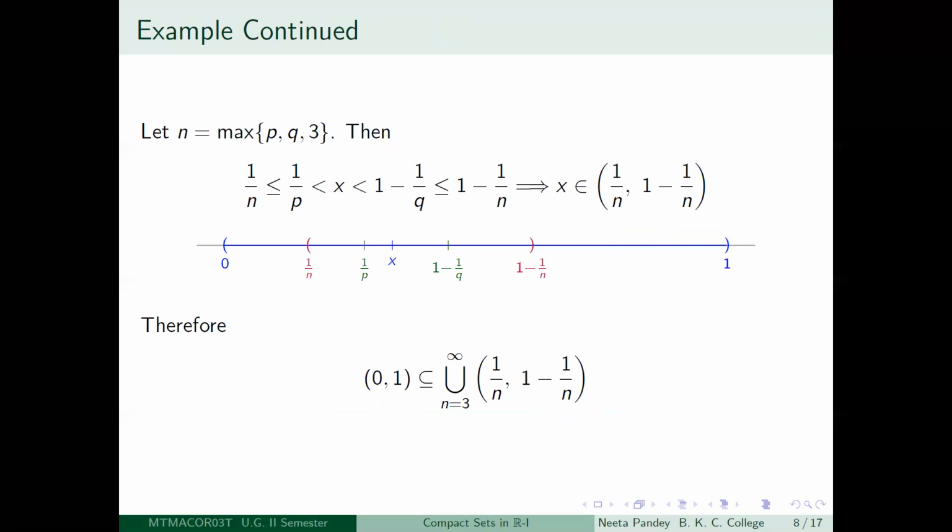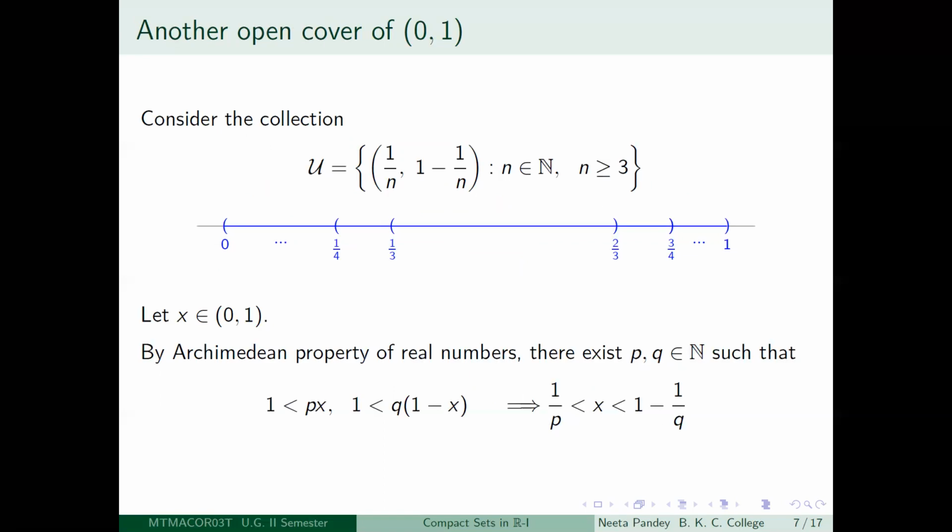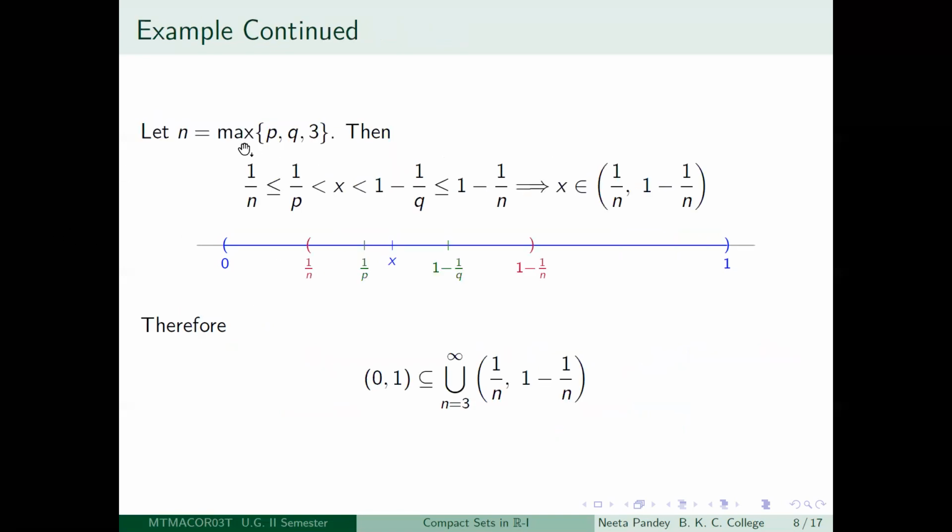What do you have to do? You just take the maximum of p, q and 3. Why does this 3 come into the picture? Because in our family, we were almost forced, because we don't like to think of empty sets here, to take positive integers greater than or equal to 3. So we include that 3 also there. So we take the maximum of p, q and 3. So suppose that is n. So what is happening to 1 by n? Since n is greater than or equal to p, so 1 by n is less than or equal to 1 by p, and 1 by p is less than x, right?